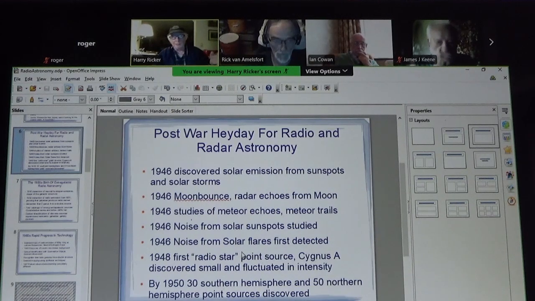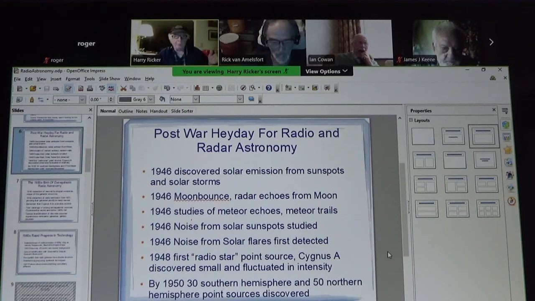When I went to college, they had what they called a meteor trails station where they had a radar that would detect when a meteor passed by because it would create an ionization trail in the ionosphere. And so there were a lot of studies of meteors that were done. In 1946, the first solar flares were detected.